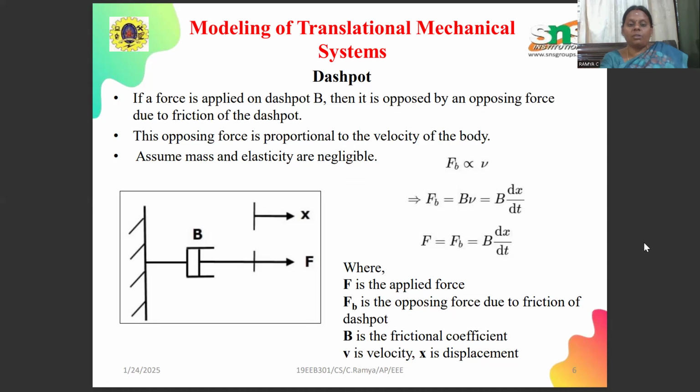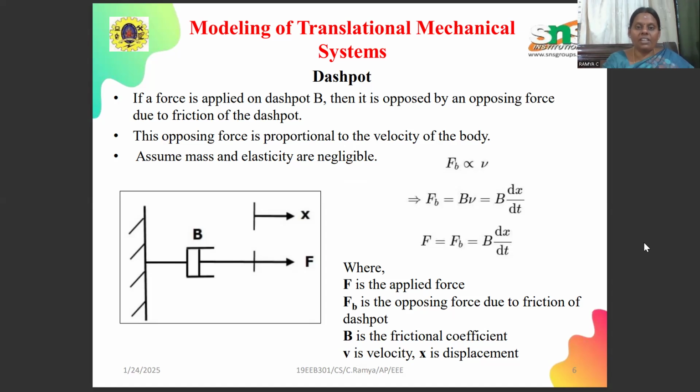This picture explains the system which has a dashpot, and we are applying the force, which has x as the displacement. So finally, we get the equation F equals FB, which equals B into dx divided by dt, where F is the applied force, FB is the opposing force due to the friction of the dashpot, B is the frictional coefficient, and v is the velocity, which has the displacement of x.